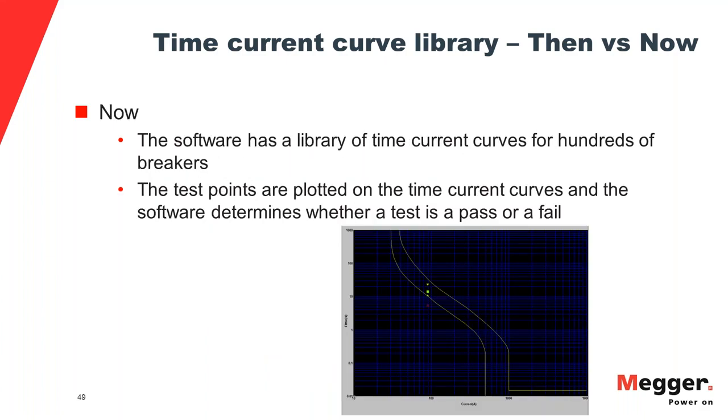If you use a modern test set which has software, the software takes care of that for you. The software could have a time current curve library with curves for hundreds of breakers. You can even put in the curve that you want if your breaker is not in the database. So you can pull up the time current curve and run the test. The test points are plotted on the time current curves by the software. The software even indicates whether the points are a pass or a fail by highlighting them in green or red. So it eliminates the chances for operator error in this case.